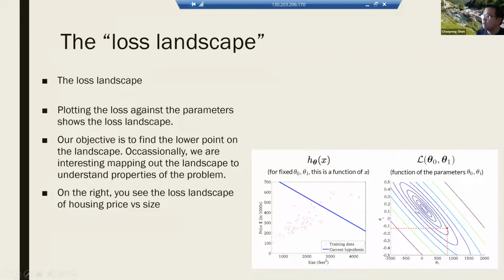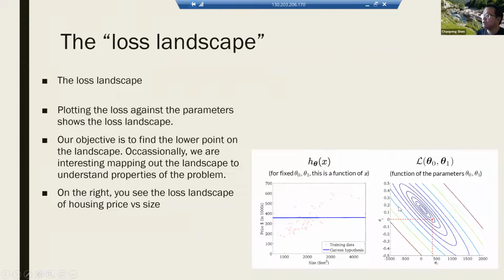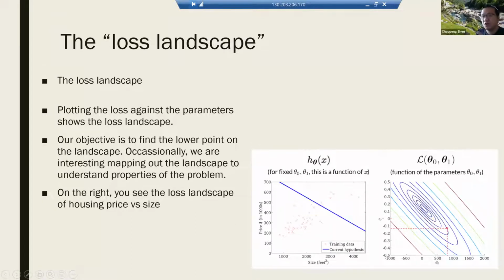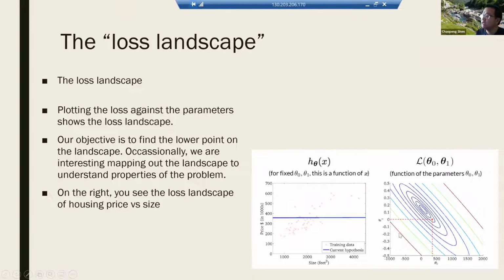Okay, so you see in the example that's demonstrated here, you can have a kind of contour that demonstrates how this function behaves. This is what we call the landscape. So if we try to guess different slopes across these data points, we will find that the loss is pretty high, right? The loss is pretty high.